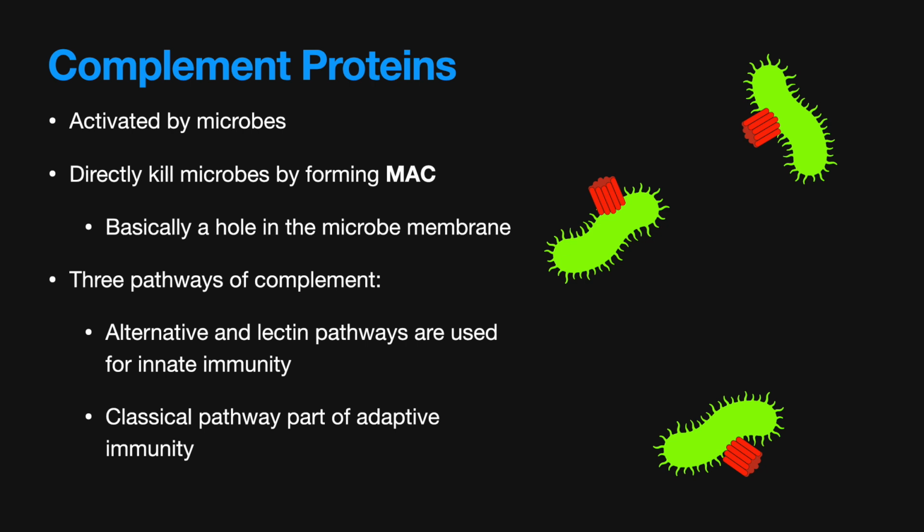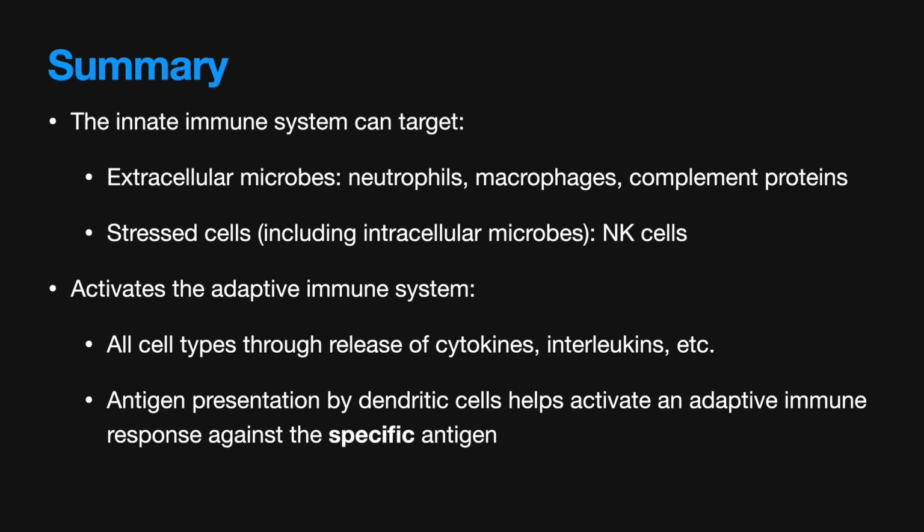just know that the alternative and lectin pathways are activated by innate immunity, while the classical pathway is used for adaptive immunity. So to summarize innate immunity, this system can target extracellular microbes through neutrophils, macrophages, and complement proteins, or it can target stressed cells through its NK cells. Activation of the innate immune system ultimately activates the adaptive immune system through release of cytokines, interleukins, etc.